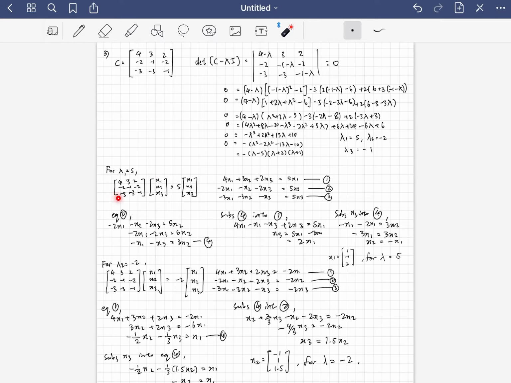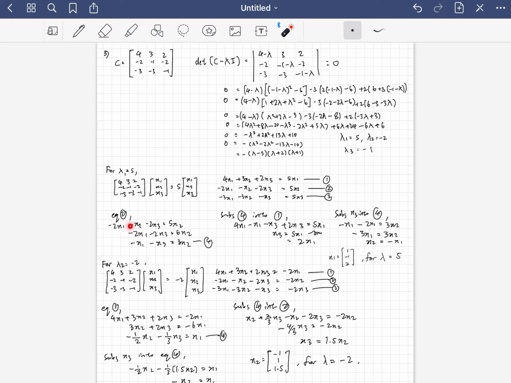I rewrite the matrix and expand for the equations. x1 plus 3x2 plus 2x3 equals 5x1. Negative 2x1 minus 2x2 minus 2x3 equals 5x2. Negative 3x1 minus 3x2 minus x3 equals 5x3, for equations 1, 2, and 3.